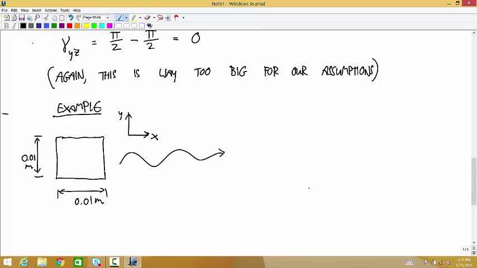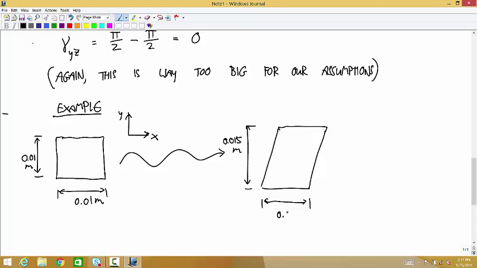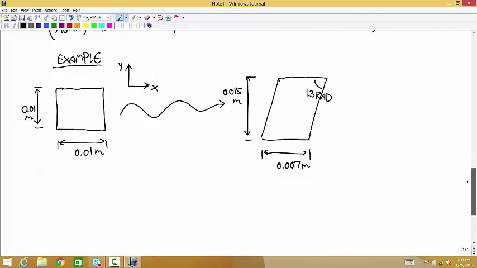And after deformation, we have a height of 0.015 meters, a width of 0.007 meters, and an angle here of 1.3 radians. What are the strains?